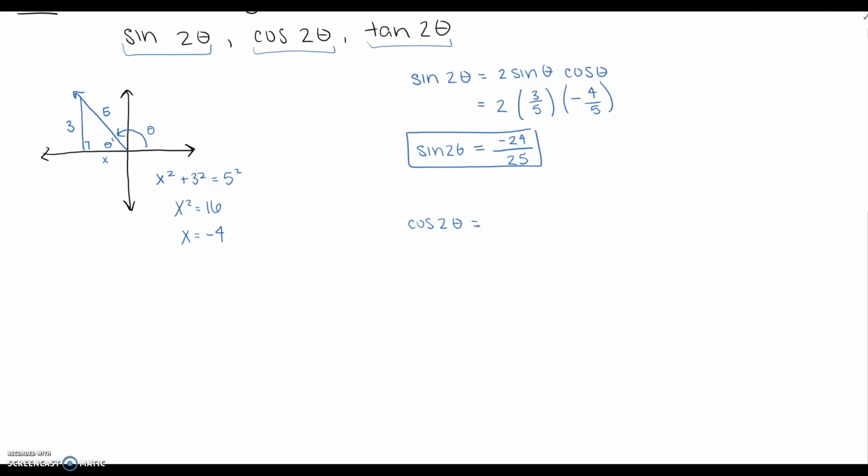For cosine of 2 theta, you can choose which of the identities you would like to use. I'm going to use the 1 minus 2 sine squared of theta. Again, you guys can just skip to this line, but because it's our notes, I'm going to show a little bit more. So this is going to be 1 minus 2, and sine is 3/5, and this whole thing is squared. So now I've got 1 minus 2 times 3/5 squared is 9 over 25.